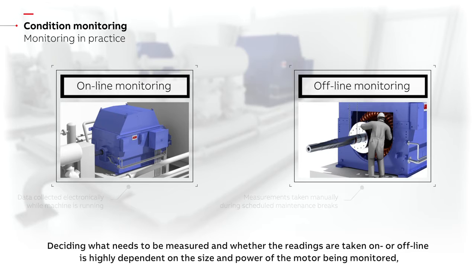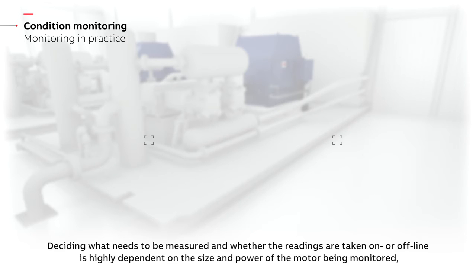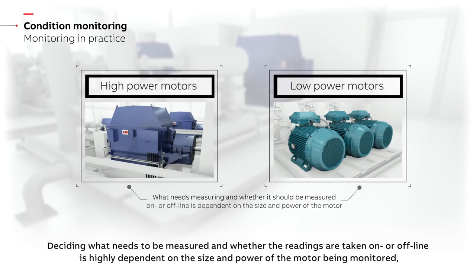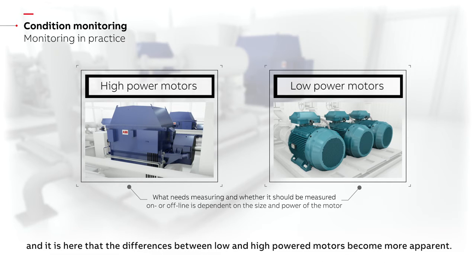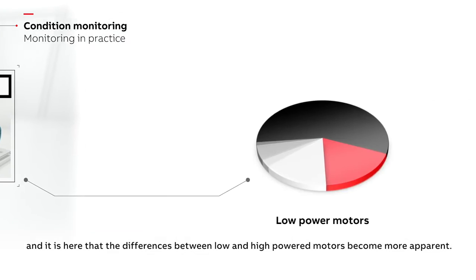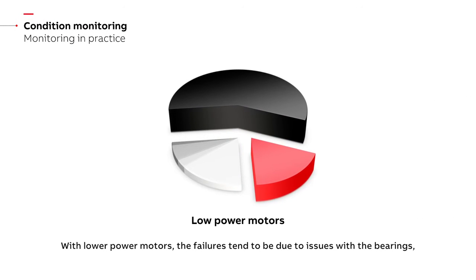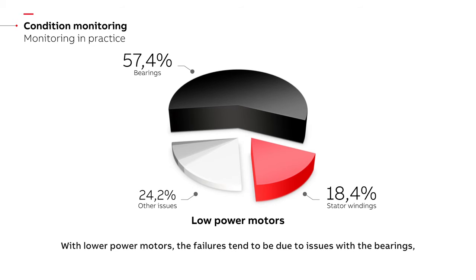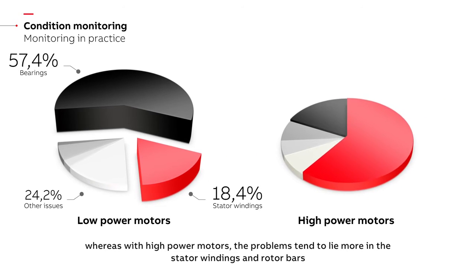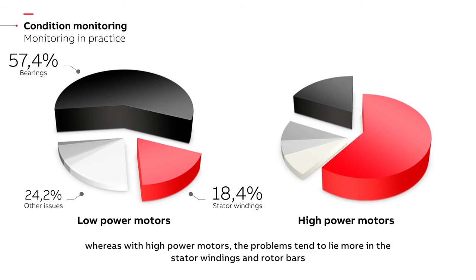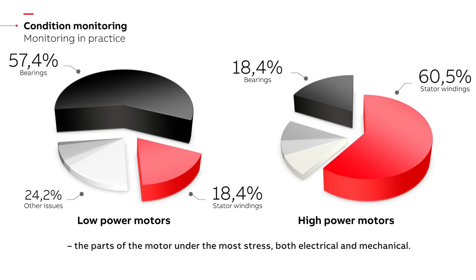Deciding what needs to be measured and whether the readings are taken on or offline is highly dependent on the size and power of the motor being monitored, and it is here that the differences between low and high-powered motors become more apparent. With lower power motors, the failures tend to be due to issues with the bearings, whereas with high-power motors, the problems tend to lie more in the stator windings and rotor bars, the parts of the motor under the most stress, both electrical and mechanical.